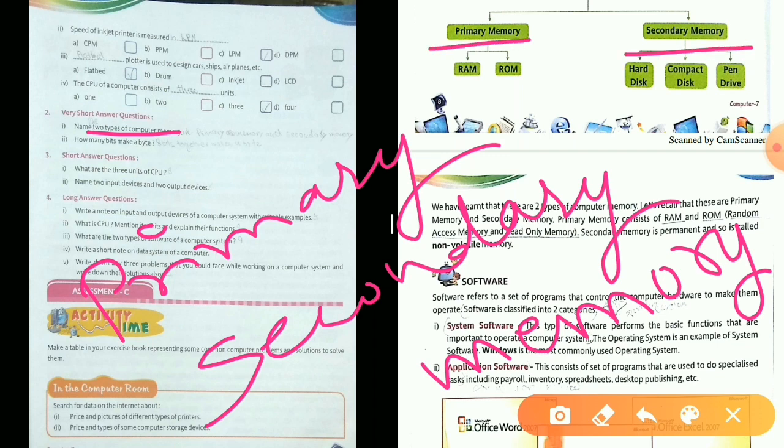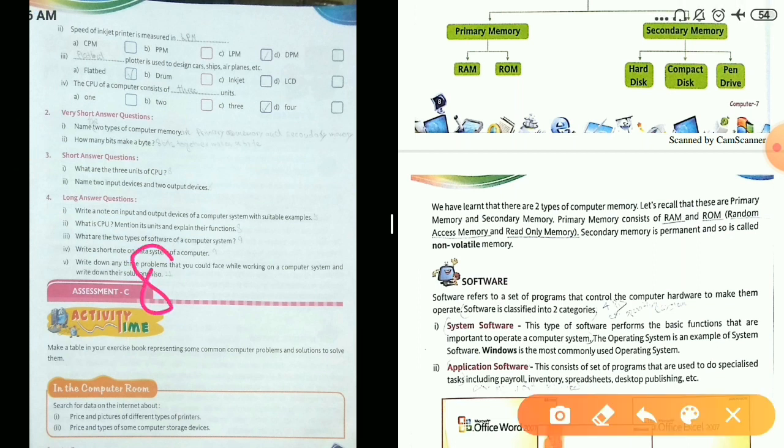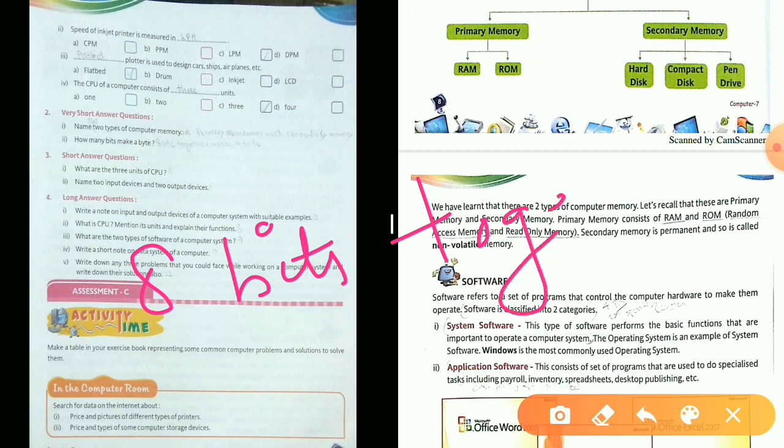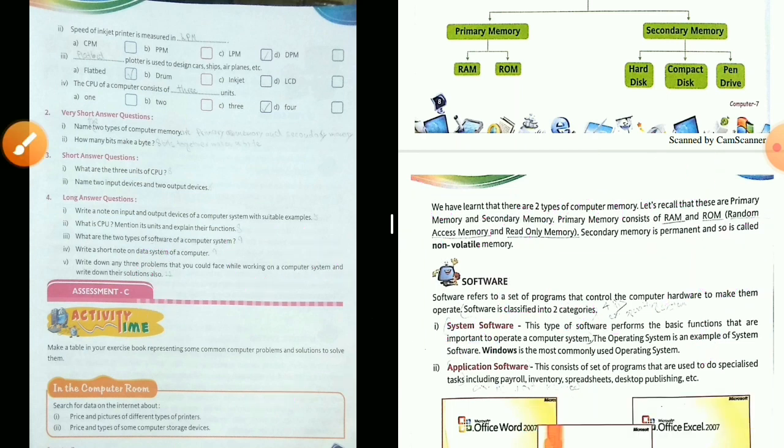Okay, now moving forward with the second question, how many bits make a byte? So basically you have to write down 8 bits together, 8 bits together makes a byte. Only this much you have to write down. Now for the third part, short answer questions. Now see the first one. What are the 3 units of CPU?